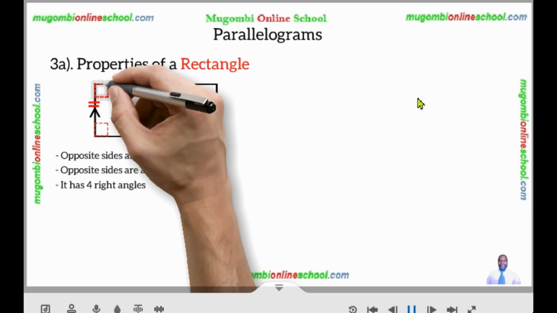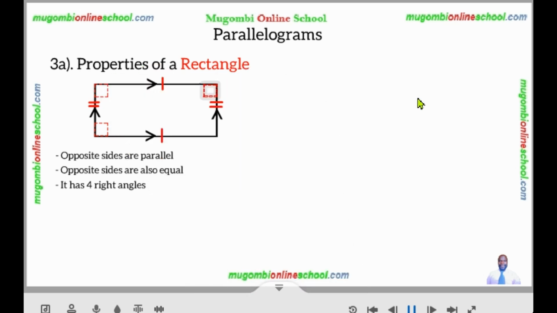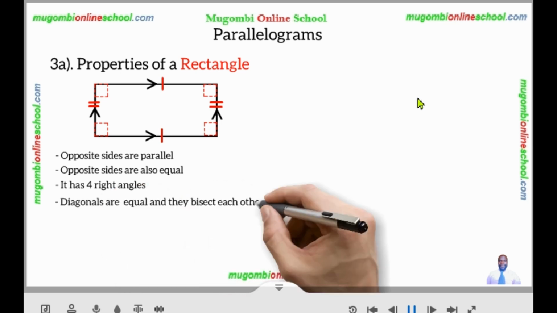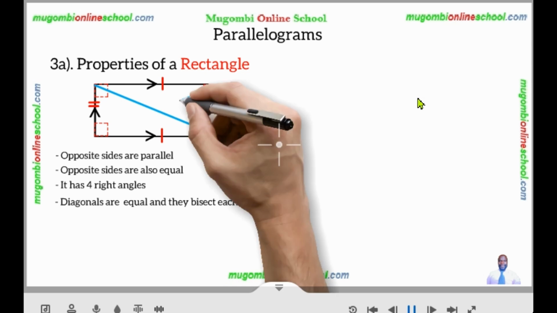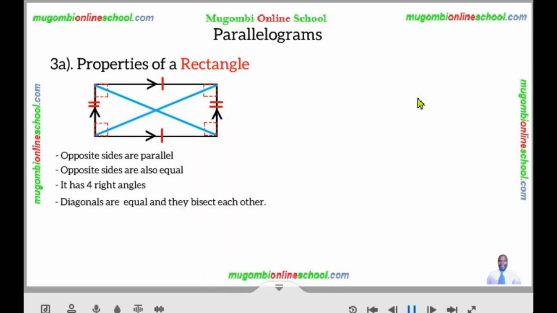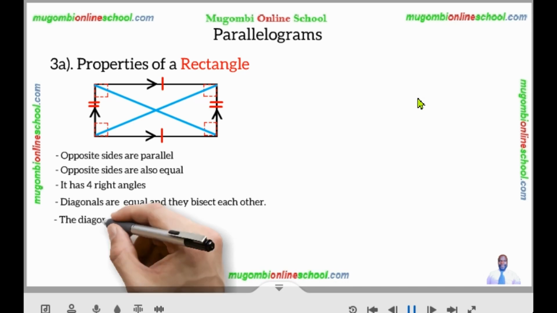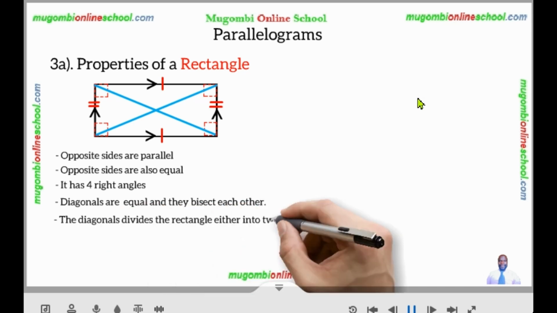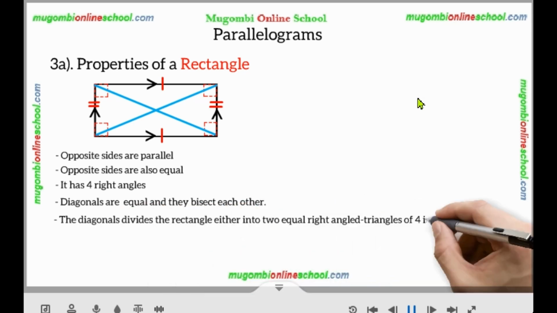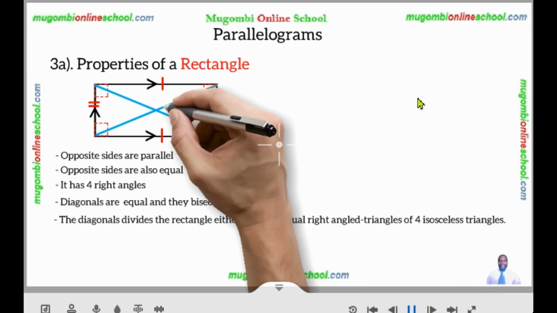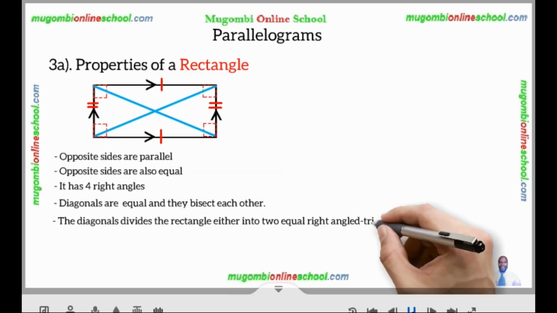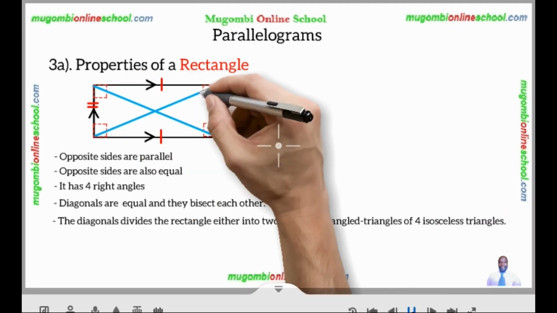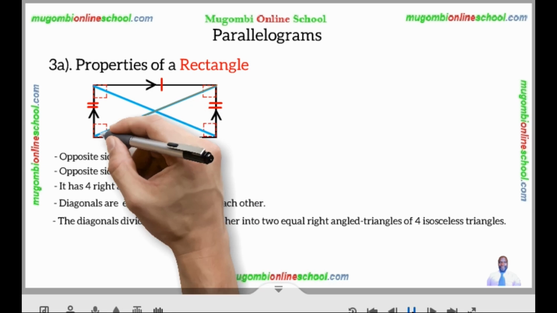A right angle here, a right angle which is 90 degrees, and a right angle 90 degrees, another right angle which is 90 degrees. Then the diagonals are equal and they bisect each other. This is a diagonal and this is another diagonal. So for a rectangle, the diagonals are of equal length and they bisect each other. Then the diagonals divide the rectangle into two right-angled triangles and four isosceles triangles.